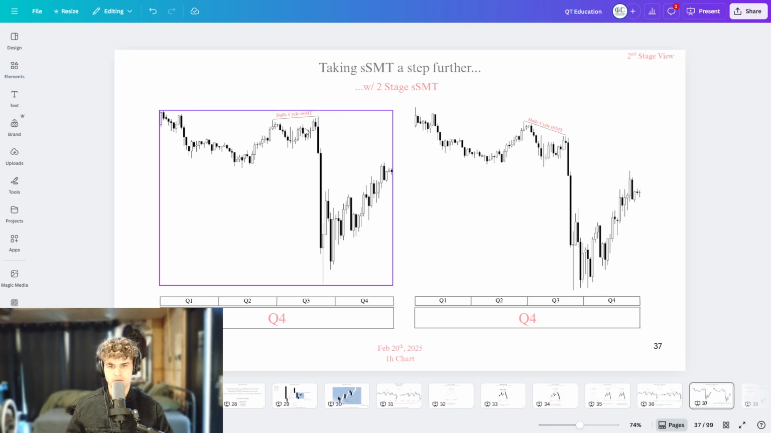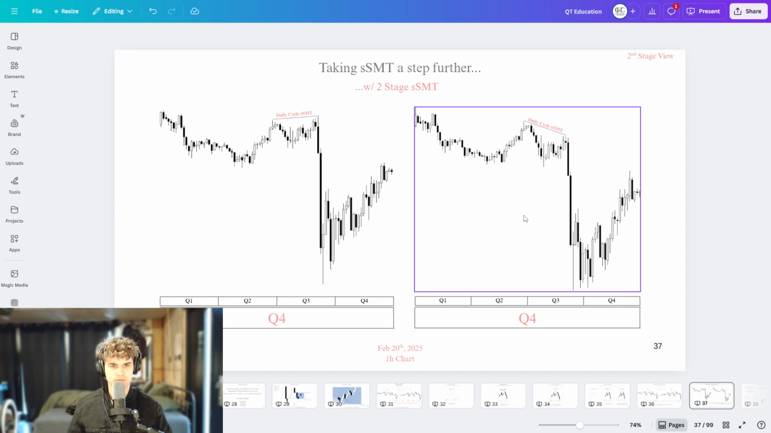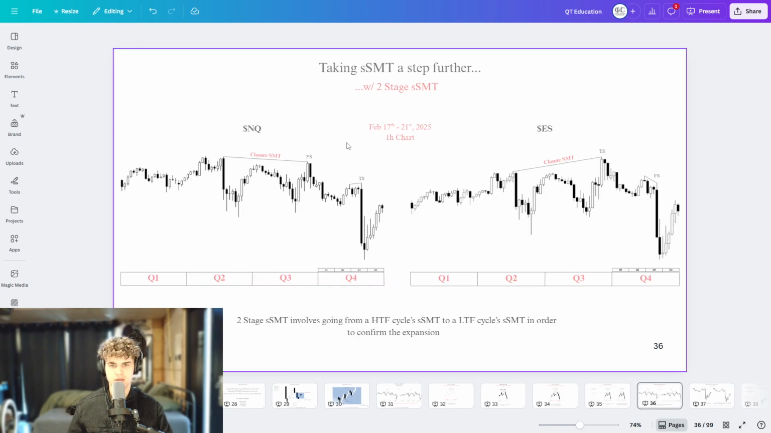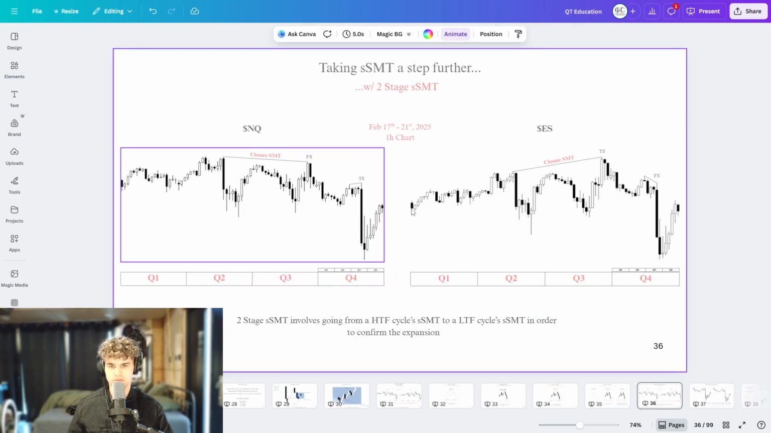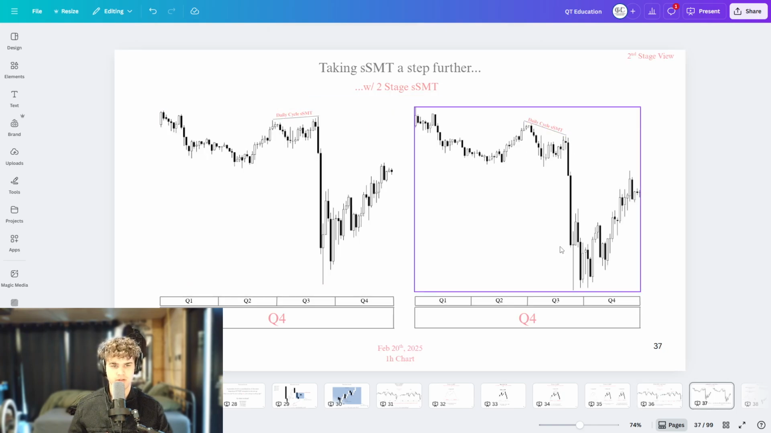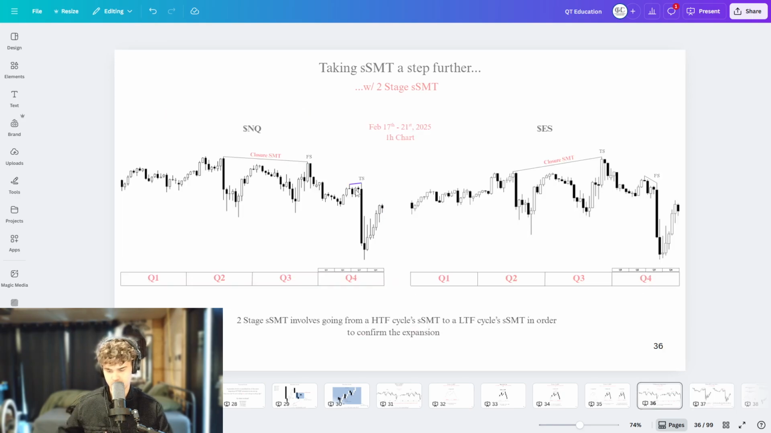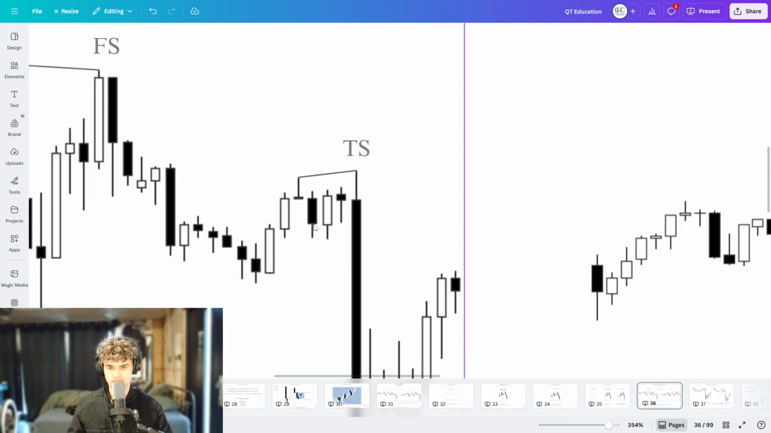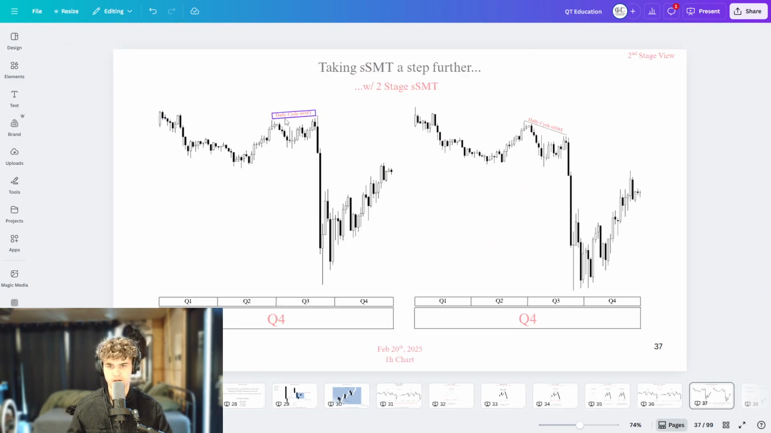This is just another example, right? This is a second stage view. So this is the 1 hour chart, and this is the 15-minute chart, daily cycle. So we're actually zooming in on this right here, this turtle soup. Makes sense? That's what we're zooming in on right here.